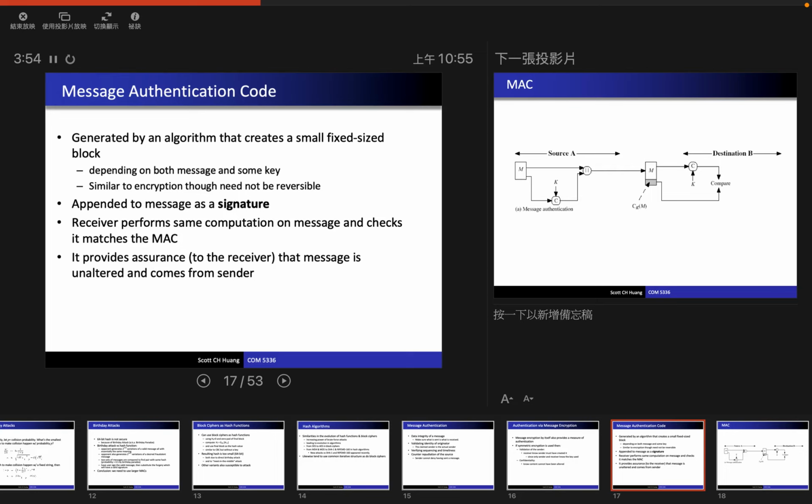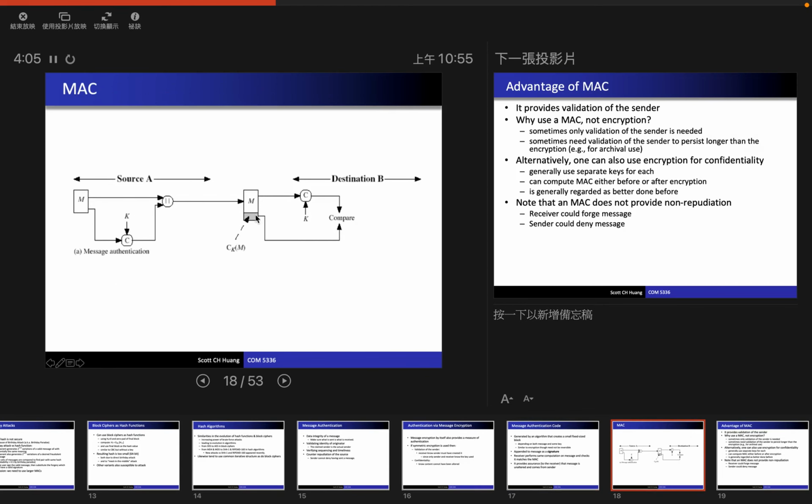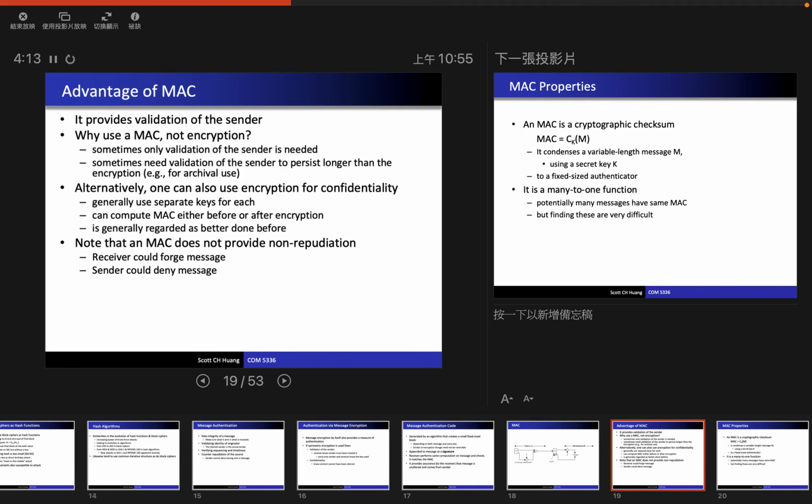So this is the general message authentication code, using a signature. We use a hash and append the message as signature. We've already seen this one; this diagram I already explained. There are some advantages. It provides validation of the sender, and there's no encryption because it's appended at the end of the plaintext. Sometimes only validation of the sender is needed, so you don't have to do encryption at all.